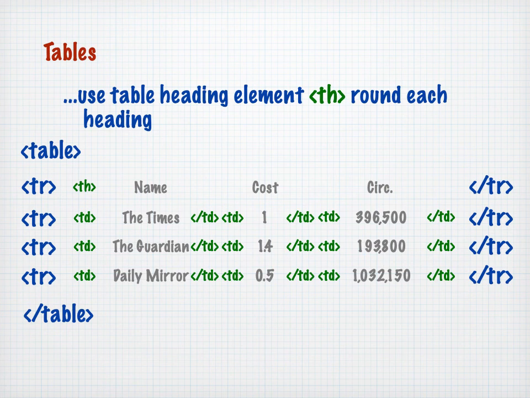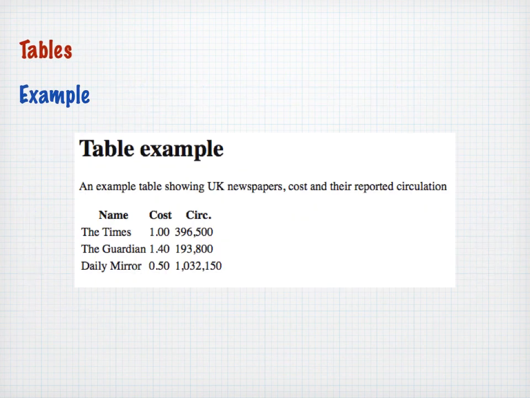And so I simply wrap up the words that are going to form my table heading inside these table header tags. So you can see I've got name, cost and circulation across the top, and if I display that inside a browser it will look like this. You can see I've got name, cost and circulation across the top, and I've got my 3 rows and my 3 columns.